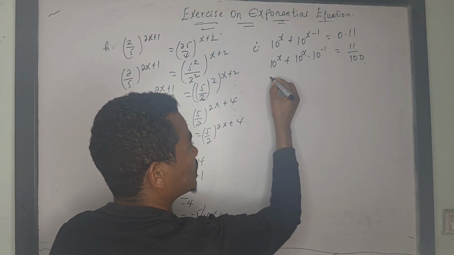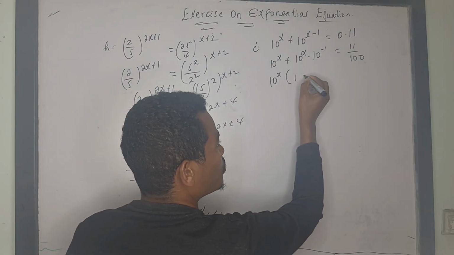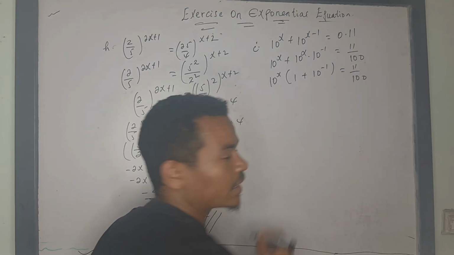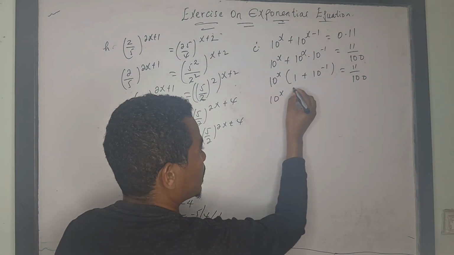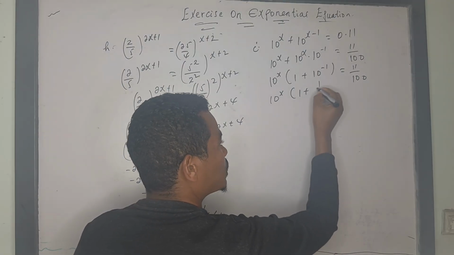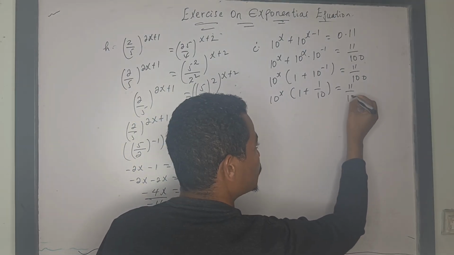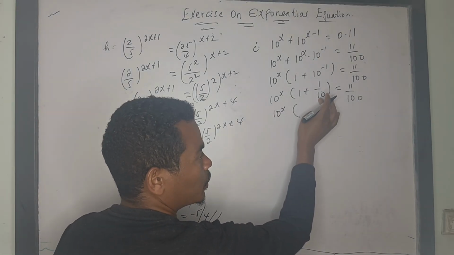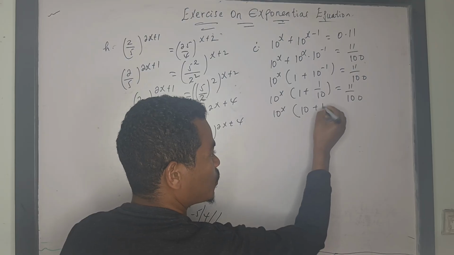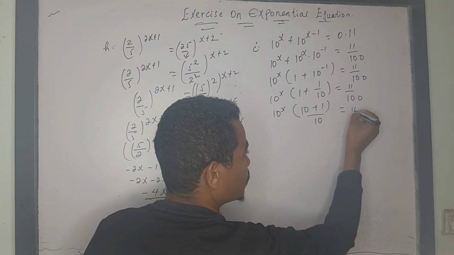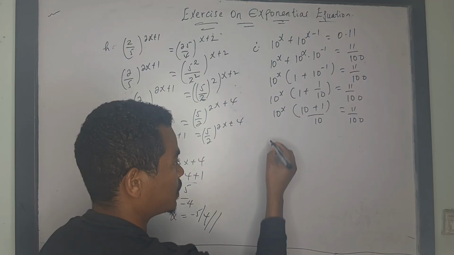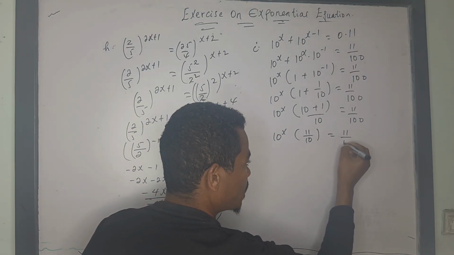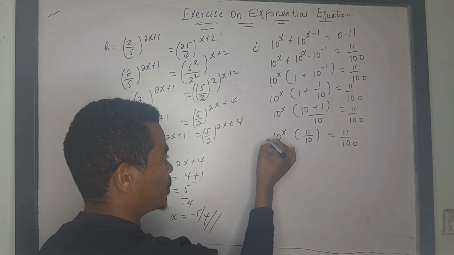The common factor for this one is 10 the power of x: 10 the power of x into 1 plus 10 the power of minus 1 is equal to 11 over 100. 10 the power of minus 1 is 1 over 10. So 1 plus 1 over 10 is 11 over 10, and 10 the power of x into 11 over 10 is equal to 11 over 100.